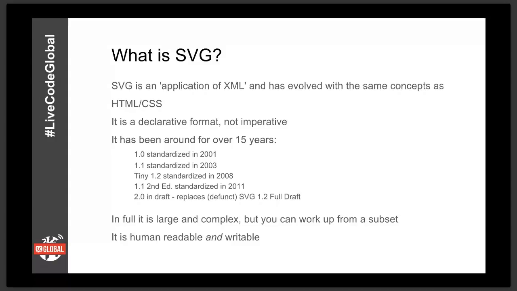So SVG is described using standard XML structure. You have elements, you have attributes, there's all the kind of complexity of XML coming into play in terms of entity references, all that kind of stuff. It has evolved a very similar concept to HTML and CSS. Indeed, it uses a lot of them.